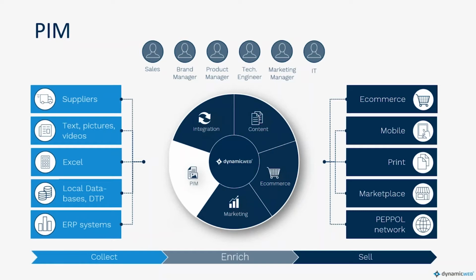So B2B, B2C, any other type of dealer portal, employee portal, you name it. Mobile, of course, it has to be mobile friendly on any of those channels. But then there's also the option of print. So you may have a catalog, or you have a sales sheet, one single sheet per product.